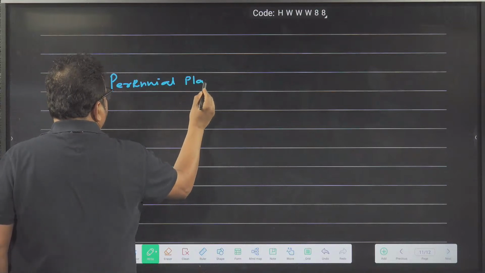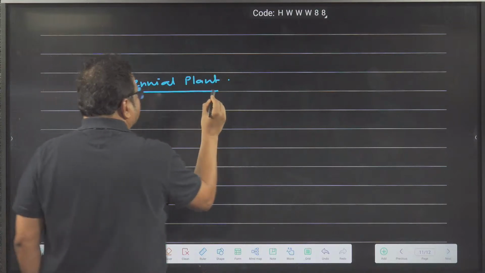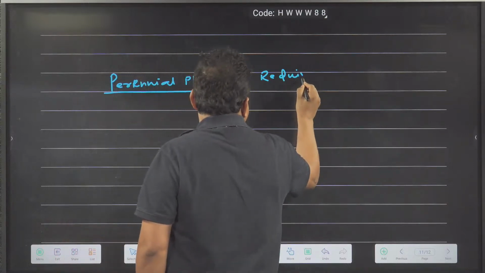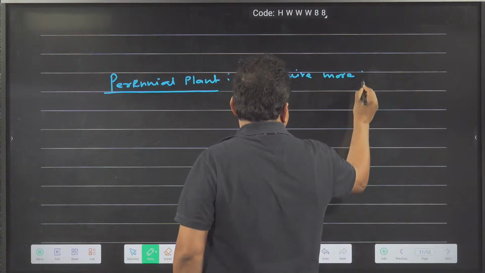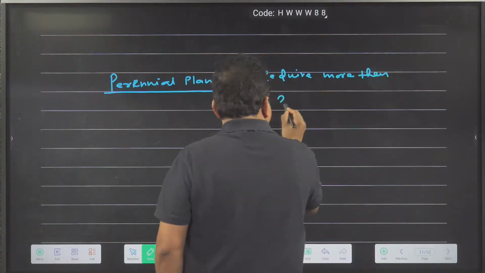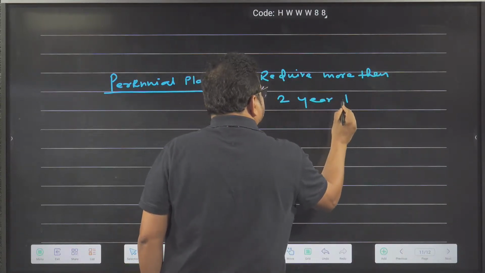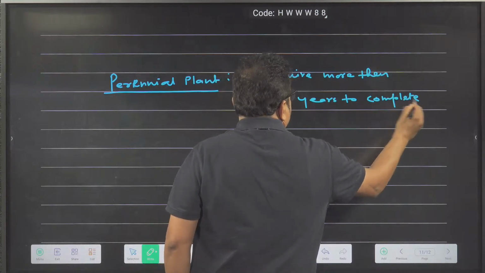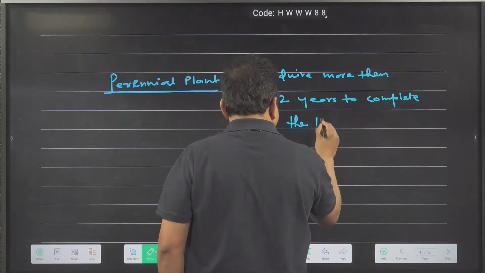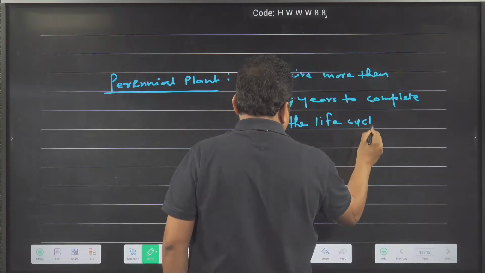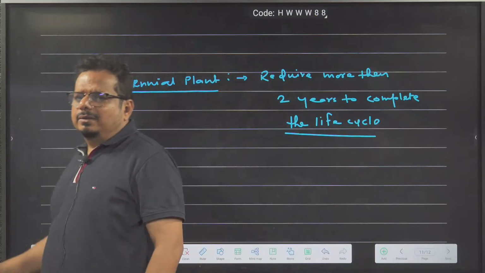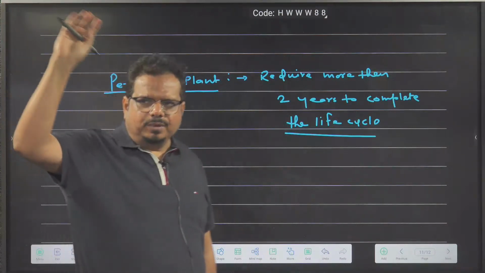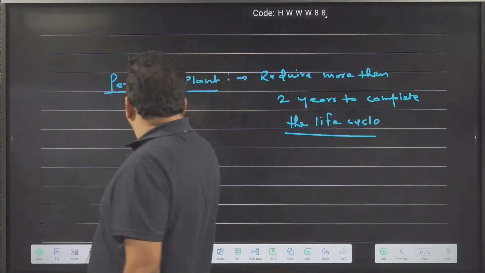Perennial plants require more than 2 years to complete the life cycle. It may be 2 years, 10 years, 20 years, 30 years, 40 years, 50 years, 100 years, it varies from plant to plant. But all are perennial plants.